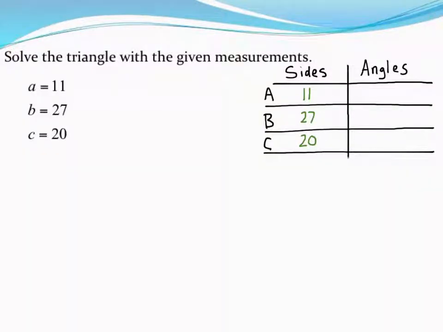We're going to use the law of cosines to find the missing angles in this problem because I have no angle-side pairs. There's nothing where I know both side A and angle A, for example. So that's going to be our cue to use law of cosines.